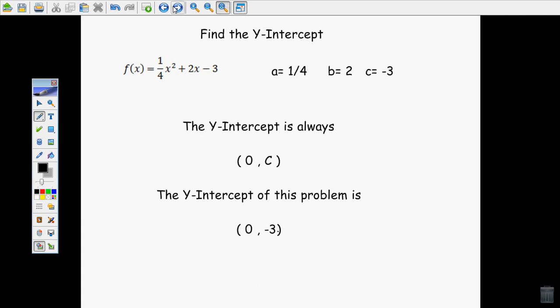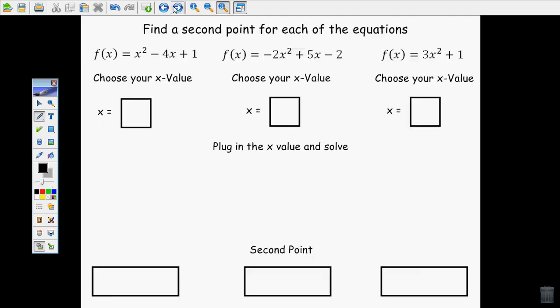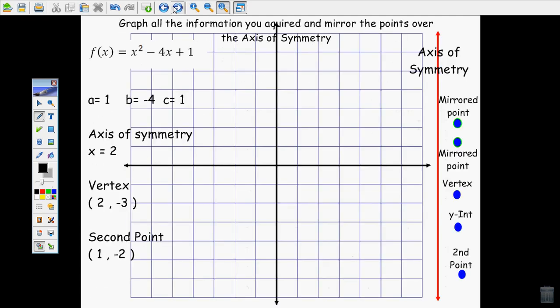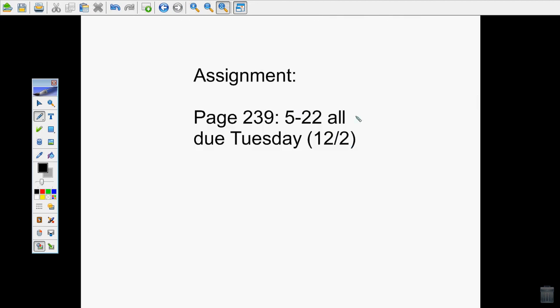Okay, we'll find the y-intercept tomorrow, and the second point, all of this. What I wanted you to do for tomorrow, I think I've explained enough of it: page 239, 5 through 22, all. This will be due tomorrow, the 2nd of December. And I'll talk to you more about this tomorrow. See you then.